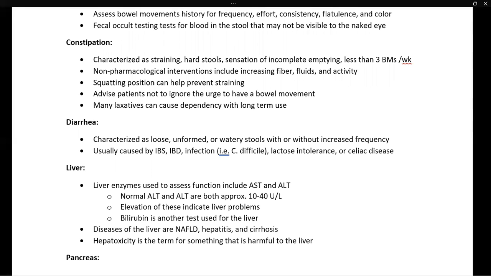Let's go through each of the 3 ancillary organs that we discussed previously. The first is the liver. Part of our assessment of the liver would include several labs. Liver enzymes that are used to assess how the liver is doing include the AST and the ALT. A normal AST and ALT are both approximately 10 to 40 units per liter. Elevation of these labs indicates problems with the liver.